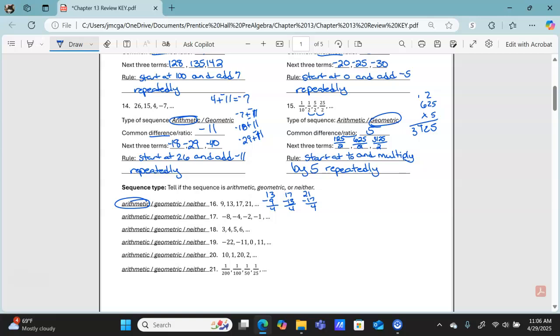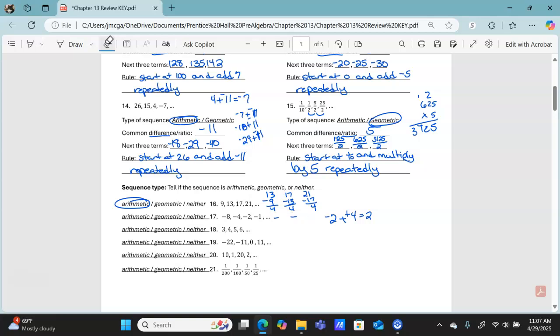Doing the same thing on number 17, -4 minus the term before it, which is -8, that would become 4. -2 minus -4 would become 2. So it's not arithmetic.